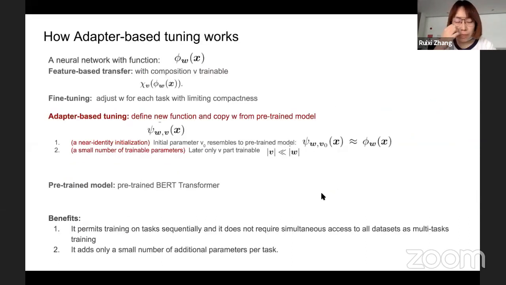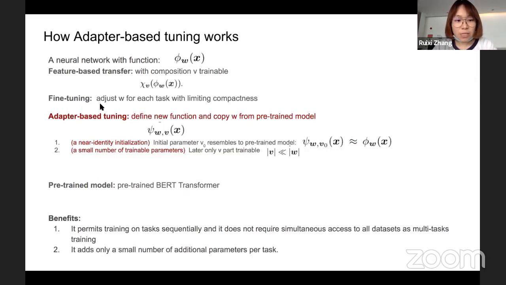So how does adapter-based tuning work? Here we introduce a neural network with a function phi. The w here denotes the parameters inside the neural network. For the feature-based transfer, because it uses the result from the embedding of the previous pre-trained models, we can treat it as a composition of the function chi with phi here.